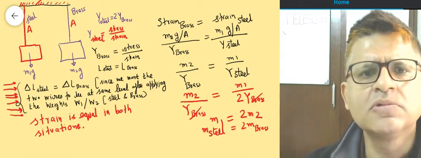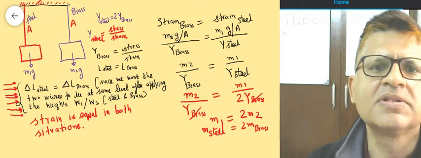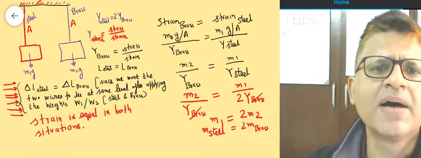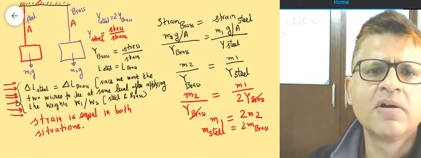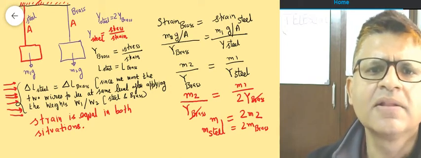So if you equate strain in steel to the strain in brass, you can find the mass which is required for steel and the mass required for the brass so that the strain is equal.